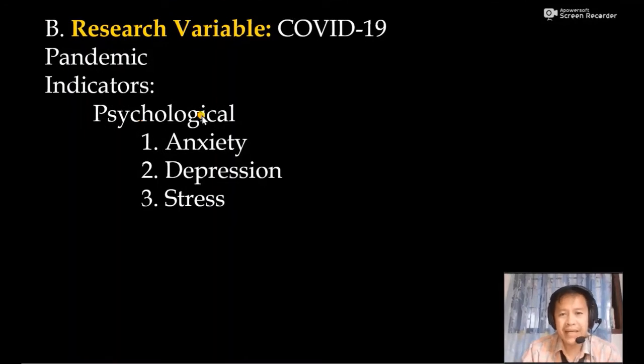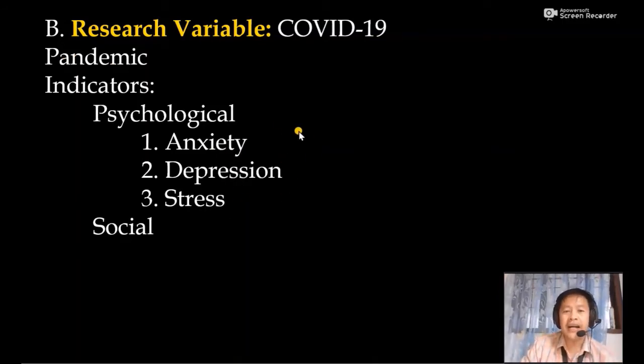Okay. Aside from the psychological effect of the COVID-19 pandemic, what do you think is another effect of COVID-19? We have the social effect. And what are the indicators of the social effect? Take note, psychological and social are indicators of the COVID-19 pandemic. Anxiety, depression, stress are indicators of psychological, meaning anxiety is a sub-indicator of the COVID-19 because we are going to classify these indicators according to categories. Okay, what are the social effects of COVID-19?